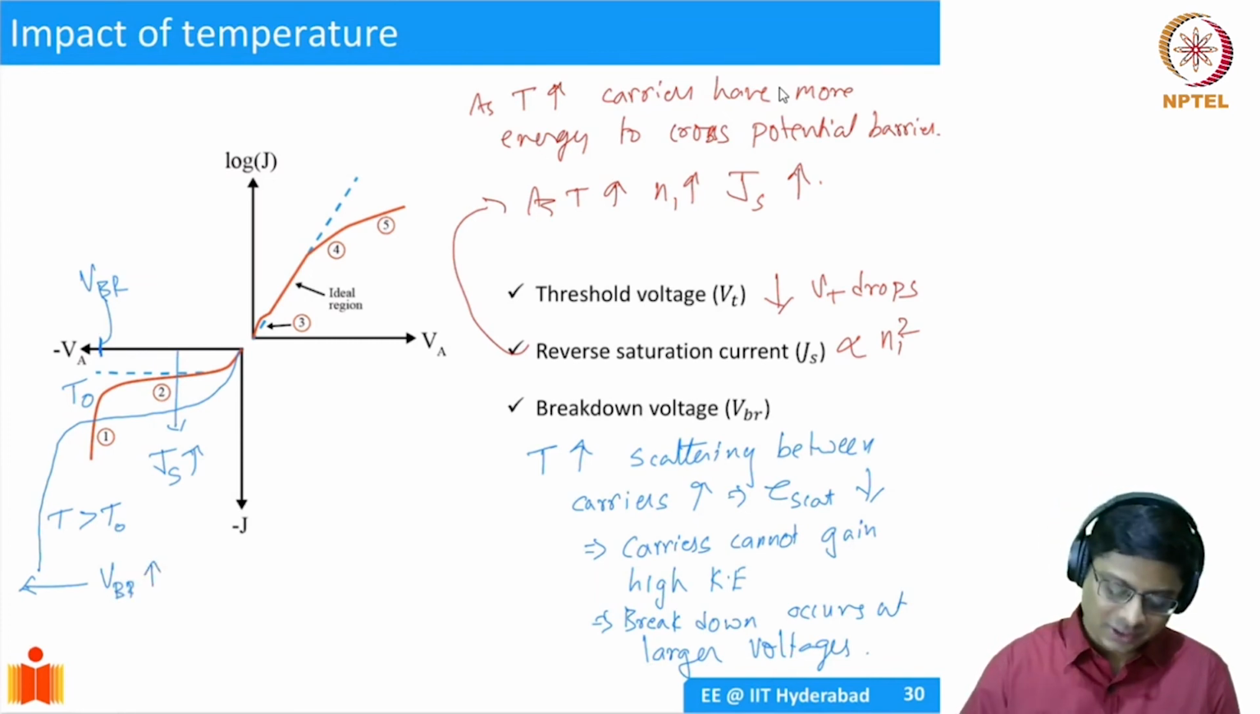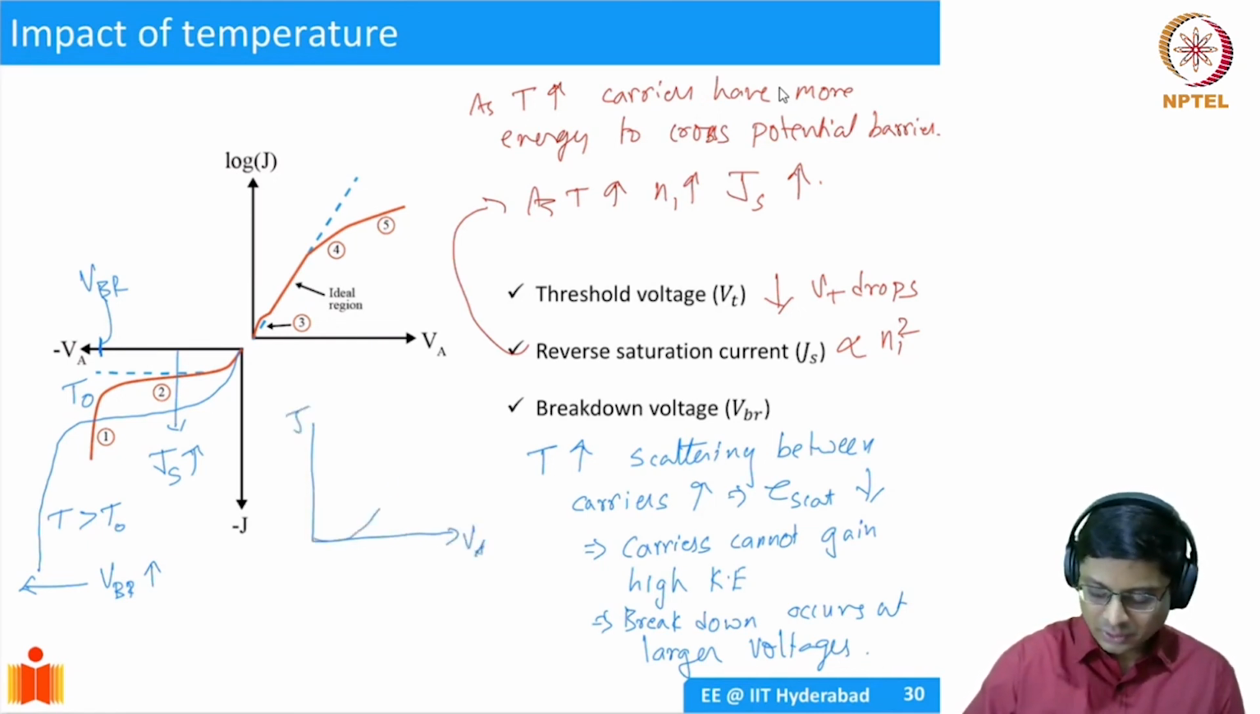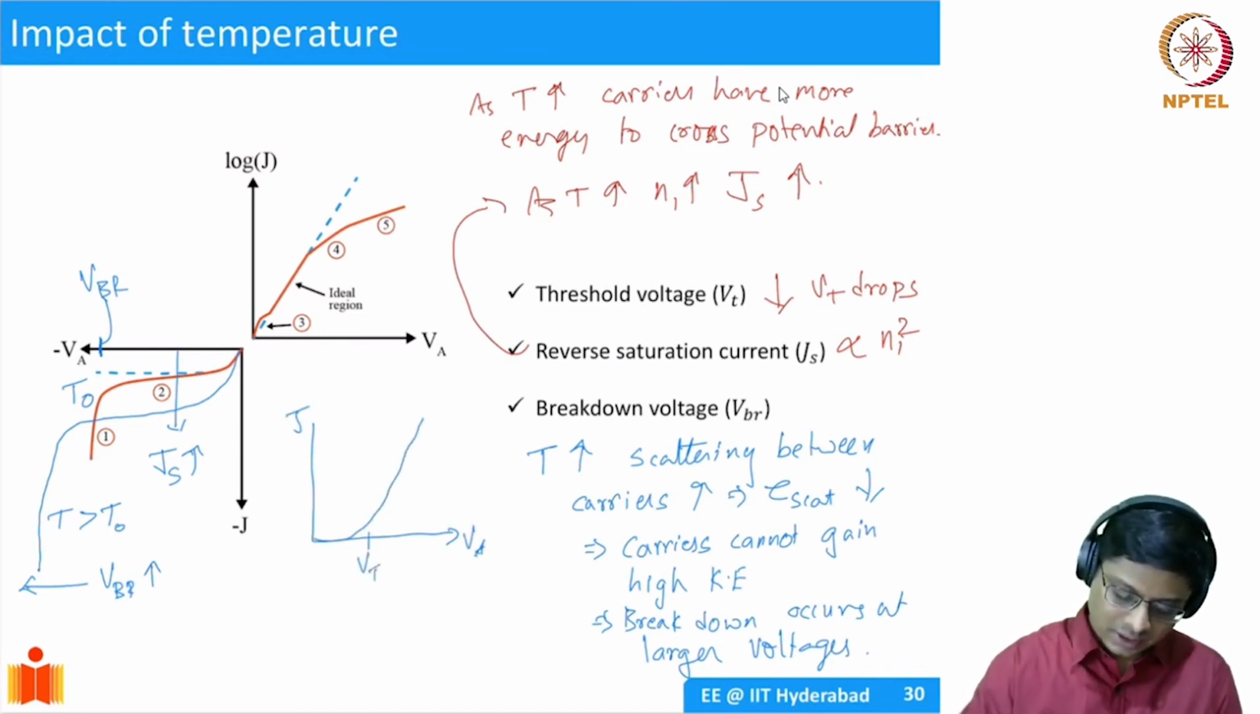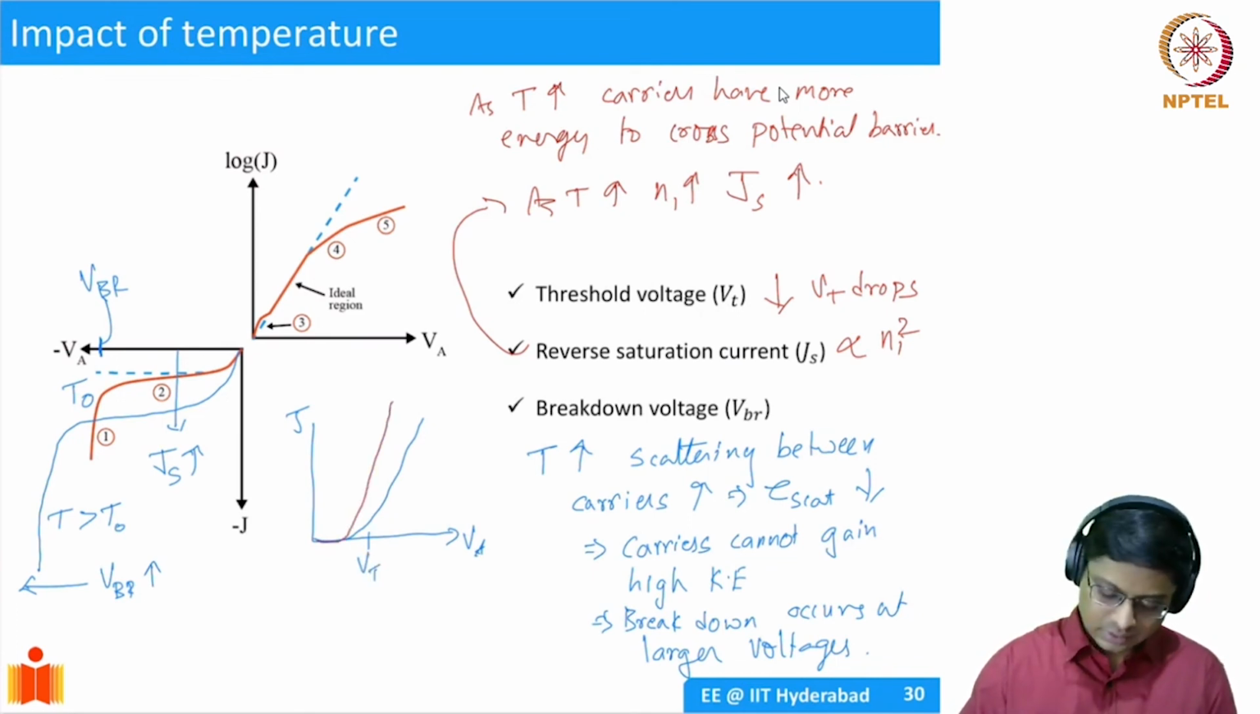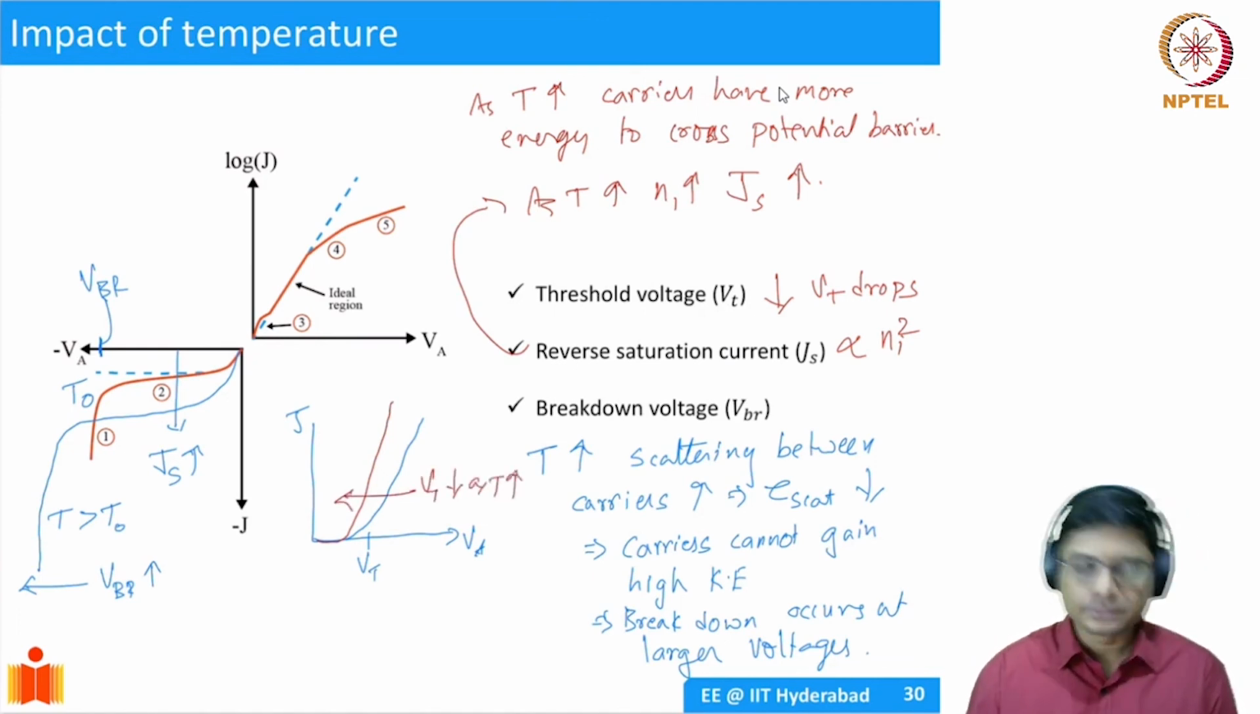If you have drawn the forward bias, your normal V applied versus J, this was your forward bias, and this was your VT. As you go to higher temperature, the VT will become something like this. VT decreases as T increases. So this is the final thing that I wanted to talk about.